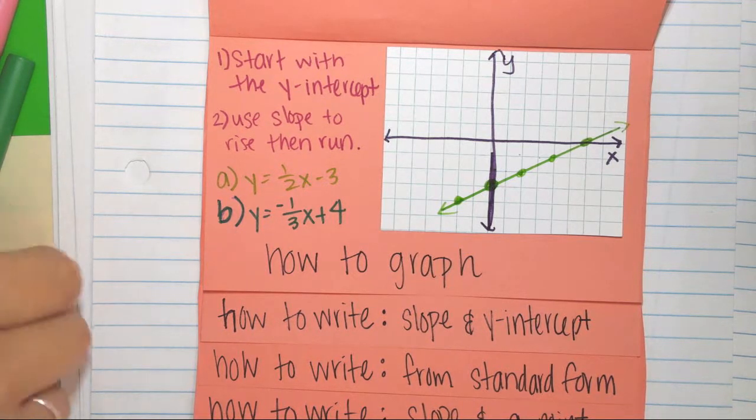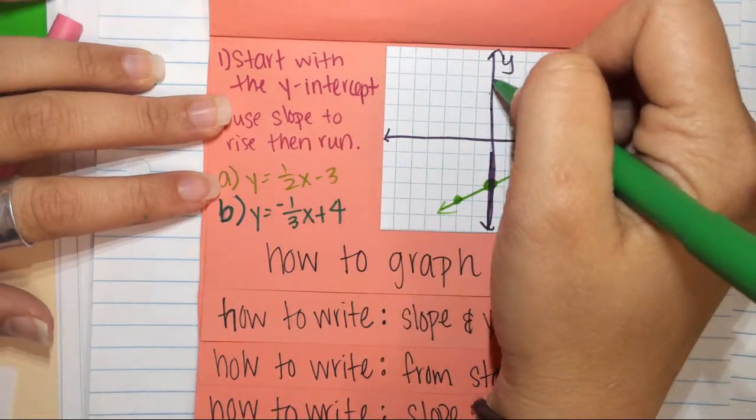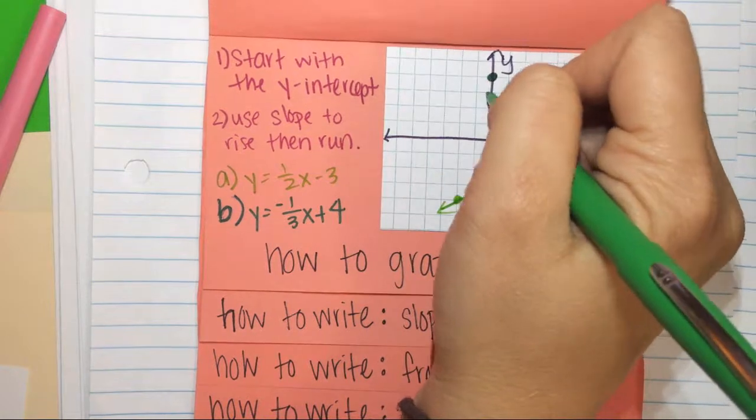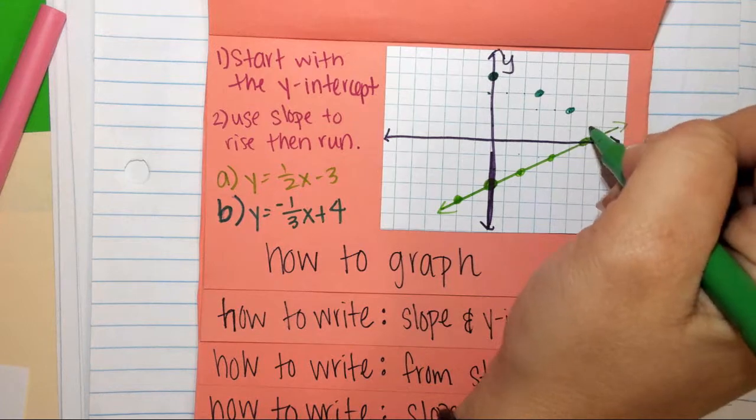Alright, what do we do first? Go up 4. Good. Take a point. And why do we go up 4? This is positive 4. That's your y-intercept. Thank you for whispering it at me. Isn't that annoying? How would you feel if I taught the whole lesson whispering? Alright, so then what's my slope? Negative 1/3. So do I go up 1 or down 1? Down 1, and then to the right 3. Down 1, right 3.